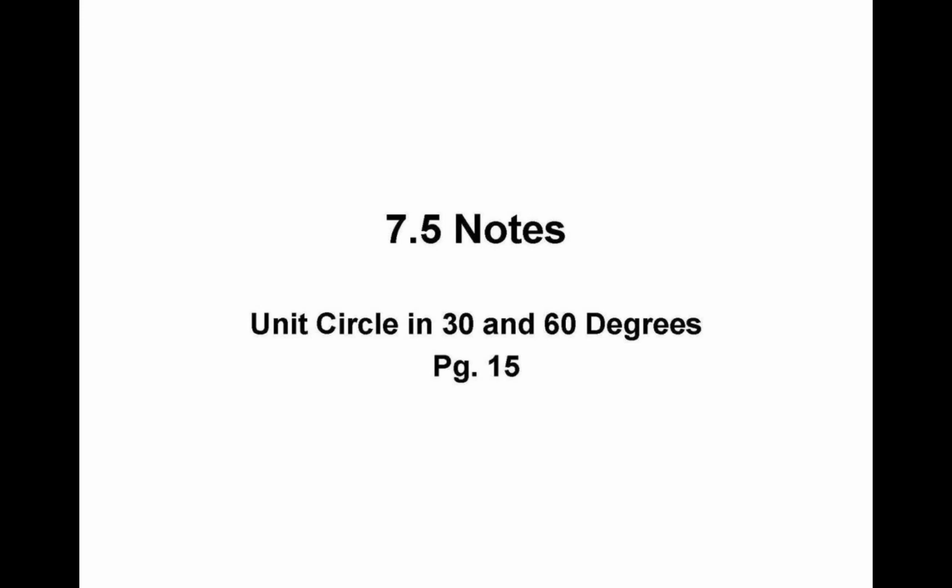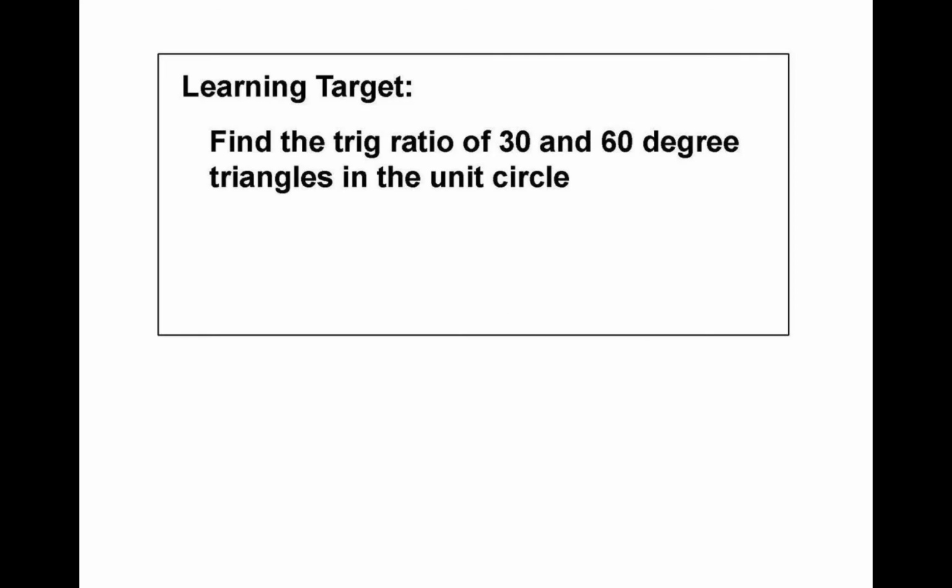Okay, we're going to do 7.5 notes, which is the unit circle on 30 and 60 degrees on page 15. So we're going to find the trig ratio of 30 and 60 degree triangles in the unit circle.